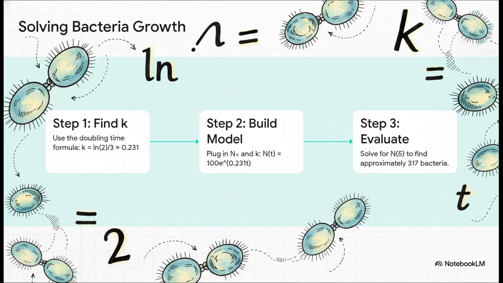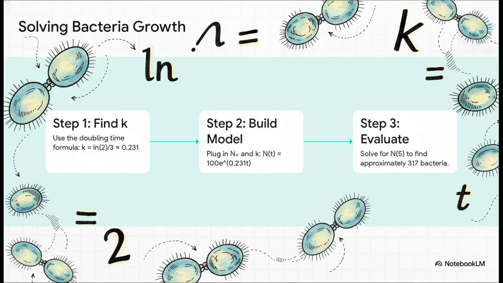Okay, step 1 is always to find k. Now, since the problem gives us a doubling time, we can use a really handy shortcut. The formula is just k equals the natural log of 2 divided by that doubling time. So for us, that's the natural log of 2 divided by 3, which gets us a k of about 0.231.